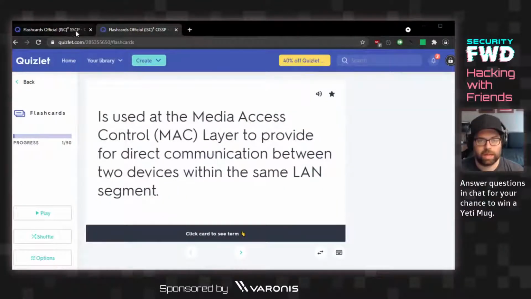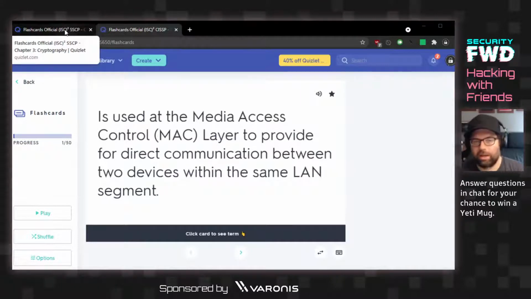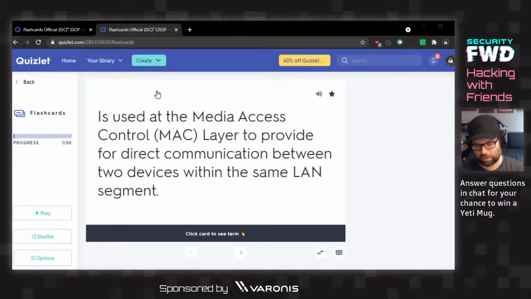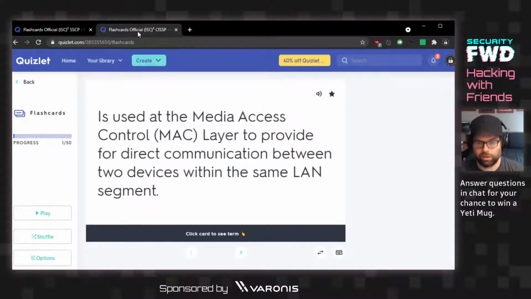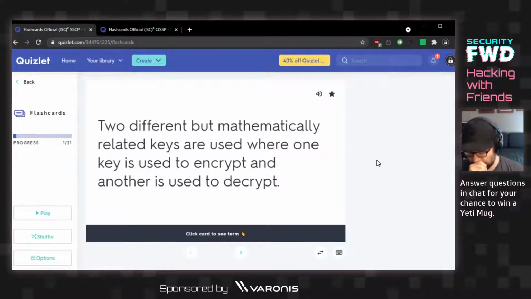Today we're doing two different sets of questions. As always, we're doing this from Quizlet. So this is official ISC² material that you can find yourself on Quizlet. And we're going to be doing two sets of stuff. This is actually from the CISSP, I think, but it's a review of cryptography, different aspects and concepts related to that, and then a review of network protocols. Let's get started with cryptography.